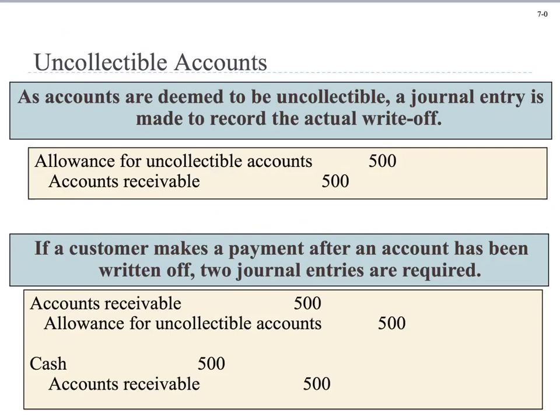So now you see here's the entry that I just referred to in the previous slide. When an account is deemed to be uncollectible, a journal entry is made to record the actual write-off. So again, you're reducing your allowance here and reducing the accounts receivable because that account won't be collectible.